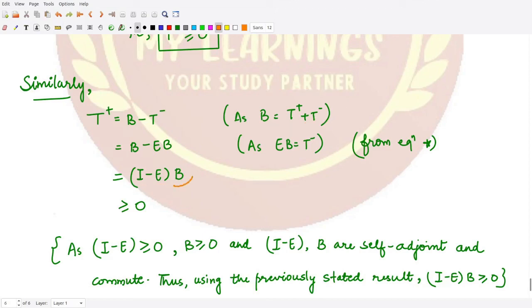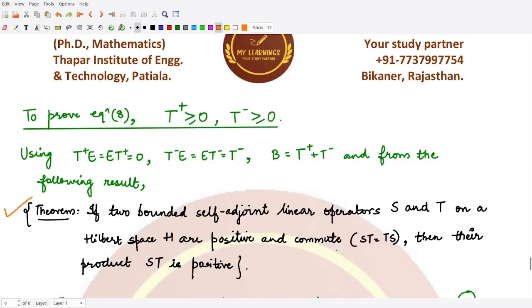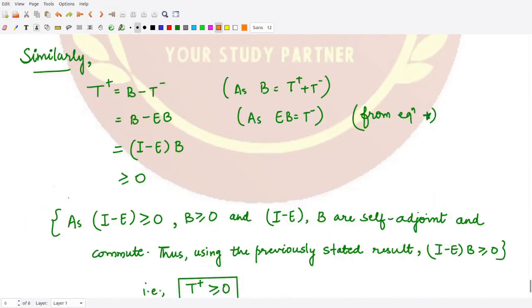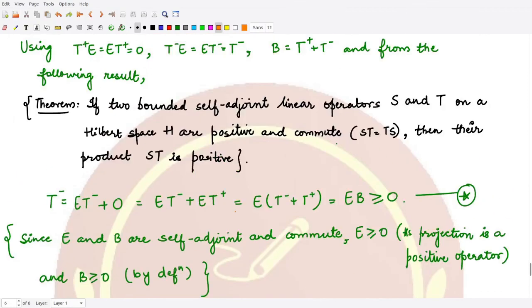And now because B, as I have told you, is a positive operator, and I minus E is also a positive operator, and because they are self-adjoint and they commute with each other, using this theorem here, their product is also a positive operator. And what is their product? Their product is nothing but the operator T positive. So that means T positive is also a positive operator, and this is what we wanted to prove here in this last equation for the part T.